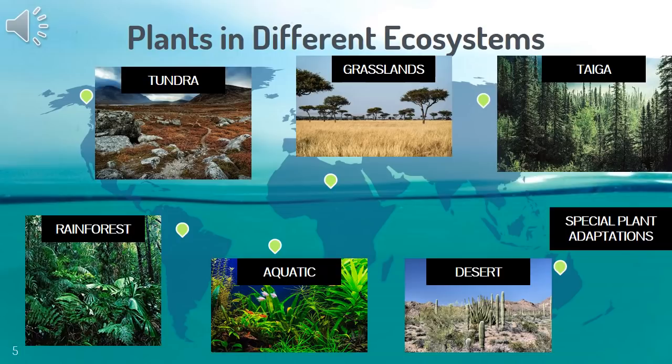Also, each of these black boxes on this page is a hyperlink that will take you to that section of the slideshow. So if you don't have time to do all of them in one day, or you only want to look at the desert adaptations, you can just click on the word desert with your mouse, and it will take you to that section of the Google slideshow.